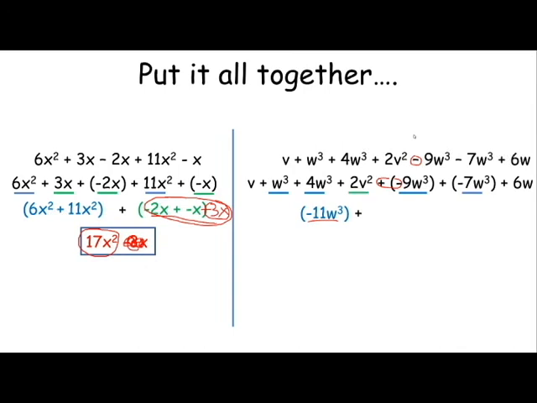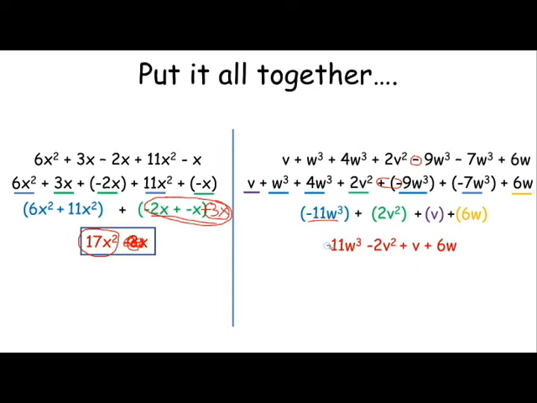Notice I have 2v squared. That's the only 2v squared there. There's nothing for me to combine it with. And over here on the left, I have 1v and nothing to combine it with. And now here on the far right, I have 6w's and there's nothing to combine that with. My answer is just all of those written down.